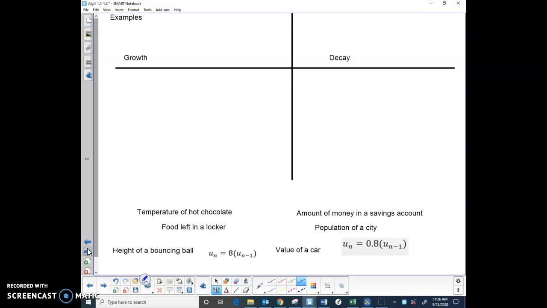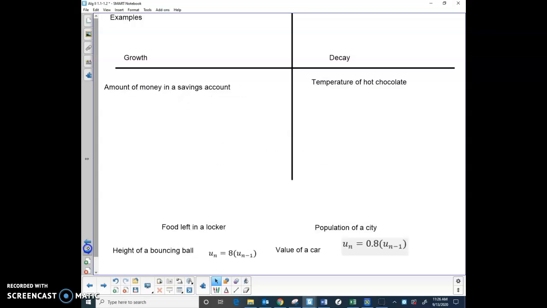All right, so here's some examples of growth and decay. The temperature of hot chocolate: when I first get it, it's super hot and it cools down, so this is going to be an example of decay. We could measure the temperature as time goes on. The amount of money in the savings account, we just did that one. That one's growth.